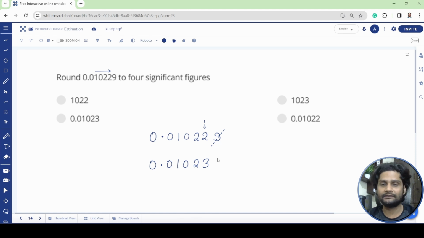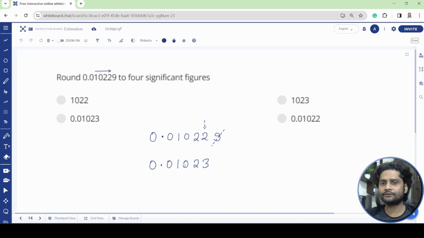We simply leave the number, because if we add a 0 here in that case, it will be considered as significant. That's why we do not add any 0 while removing the decimal figure. But definitely when we remove the whole number, when we remove any whole digit from the back, we do have to add a 0 at that place.